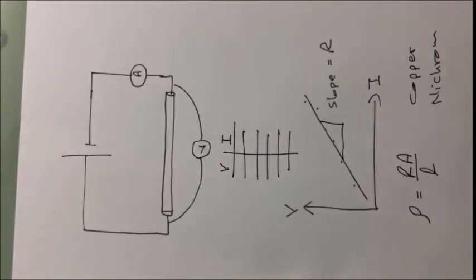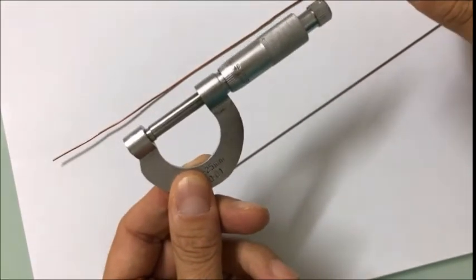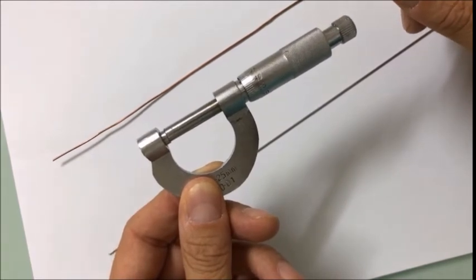And now let's go to the experimental part. Let me show you how we do the experiment. Okay, so these are the two wires we are going to use. This one is made of copper, and the other one is made of nichrome, this one. And we will start by measuring the thickness of these two wires. Now, since these wires are thin, we must measure the thickness using the micrometer, and I suppose that all students are familiar with this micrometer from Physics 105.